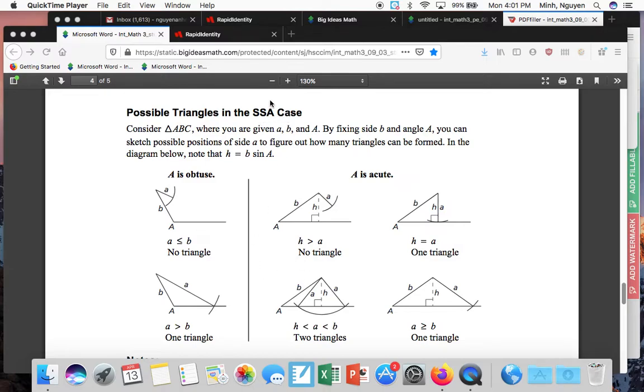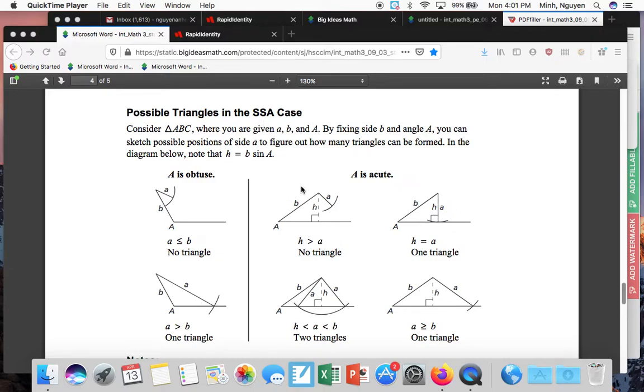So maybe some of you guys don't even know what SSA means. In the context of triangles, S stands for sides and A stands for angles. So a side and an angle. And we're trying to determine how much information they give you, right? Because every triangle has three sides, 1, 2, 3, and then three angles. One angle, two angles, a third angle. Or angle, angle, angle, side, side, side.